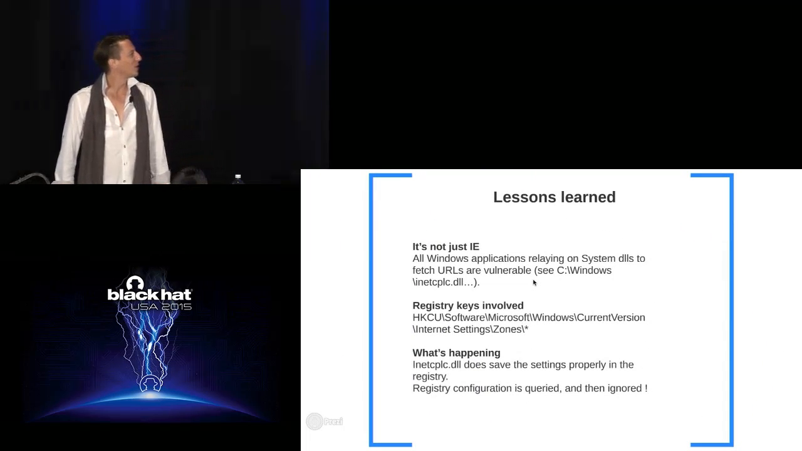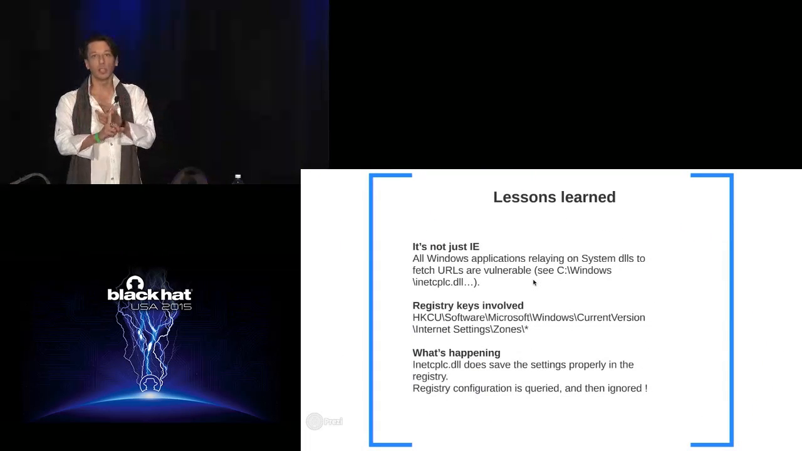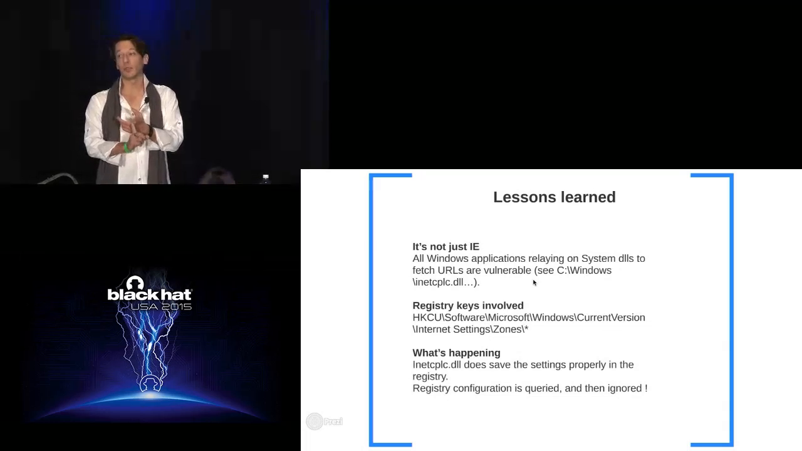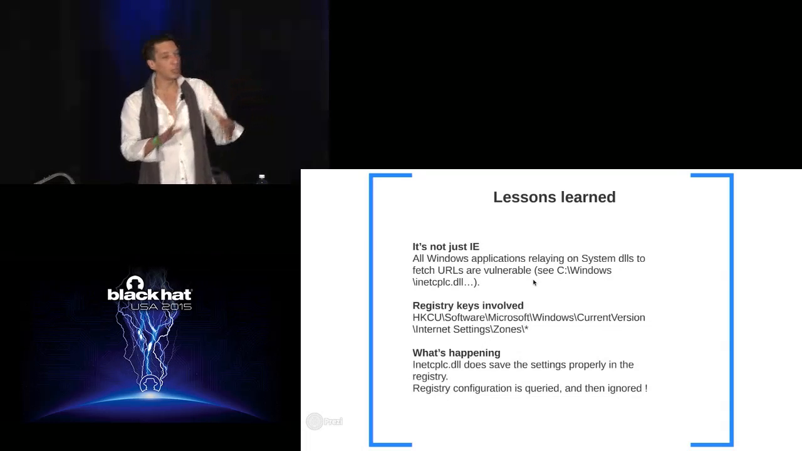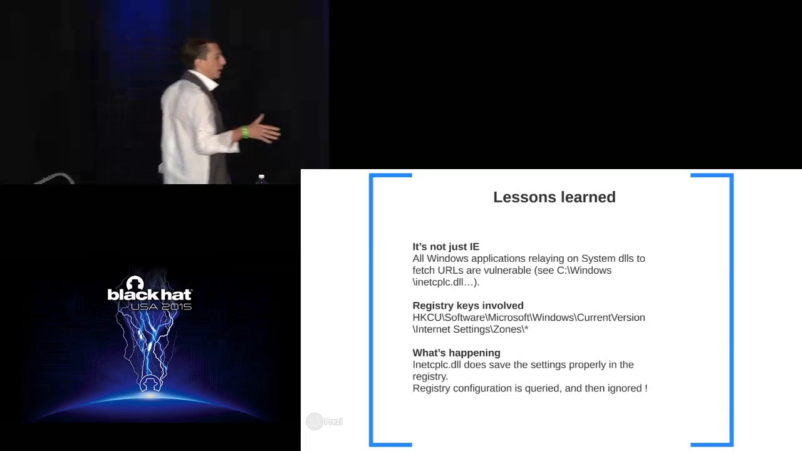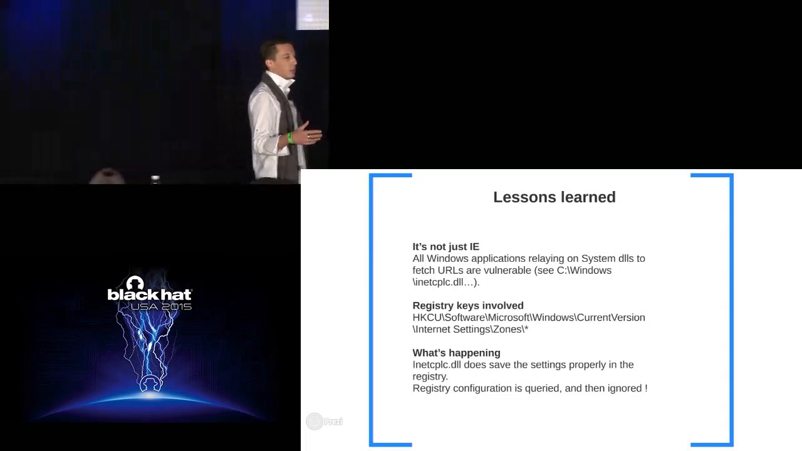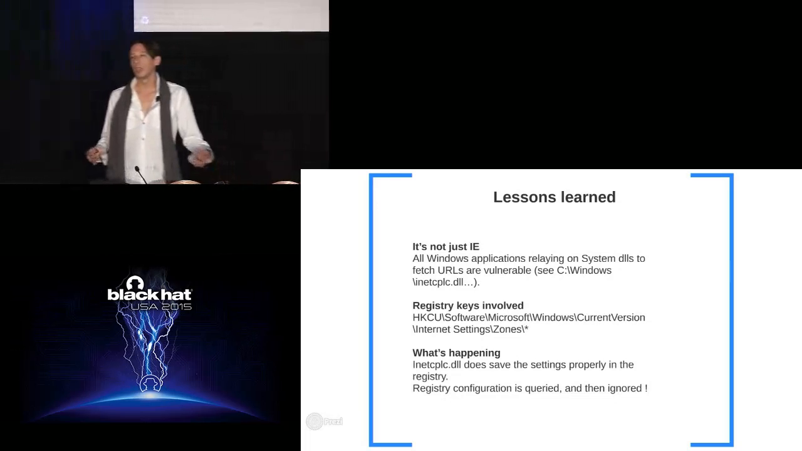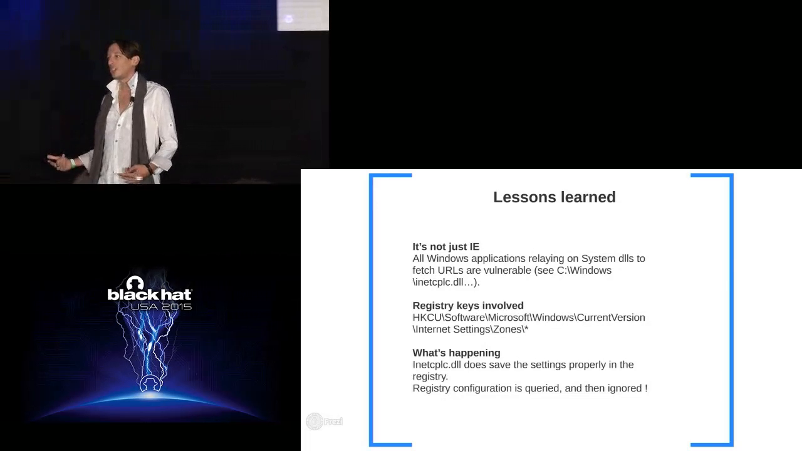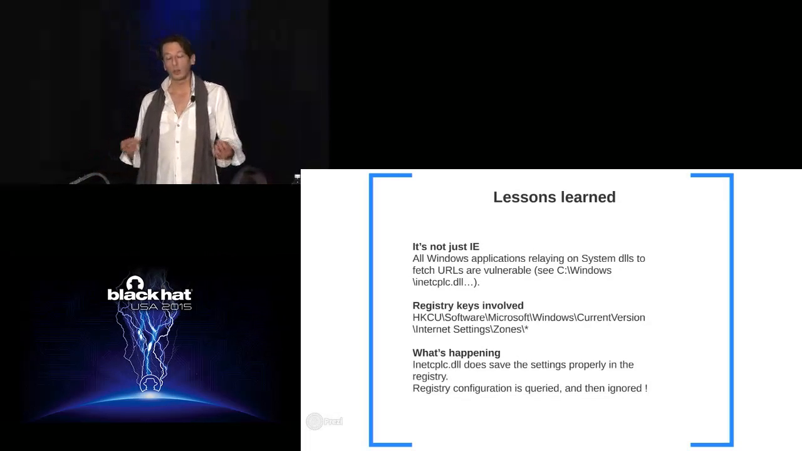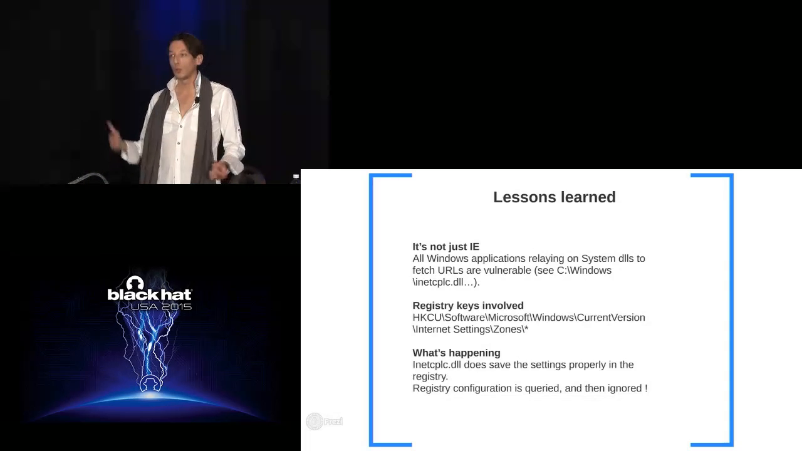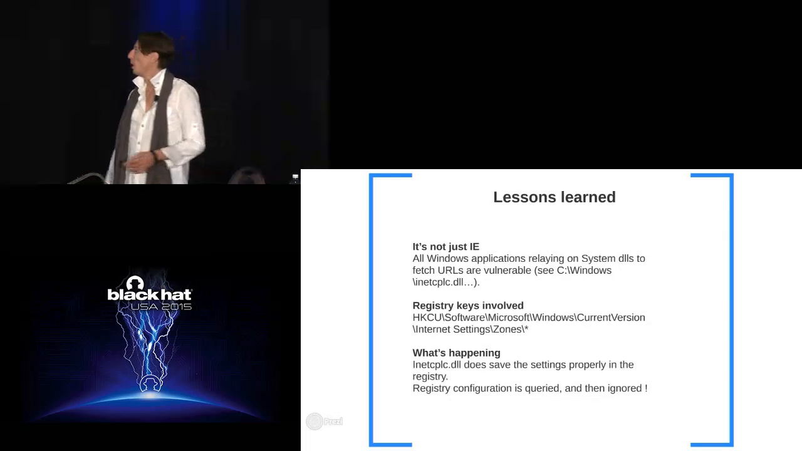So we learned a few things out of this. We learned which registry key is actually involved. We learned that for applications which fetch URLs, unless you're writing your own TCP/IP stack, you're basically leveraging the one from Windows. And if you do leverage the URL mechanism of Windows, you are vulnerable, whichever application you use, because this is coming from the system Windows directory.